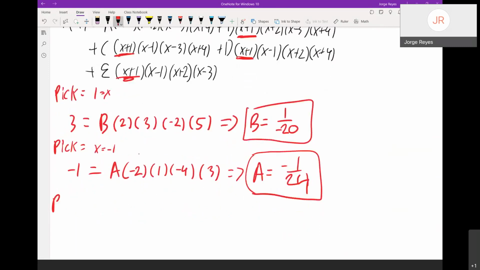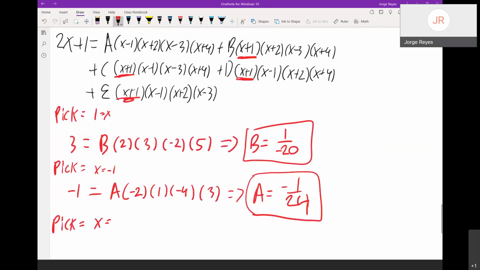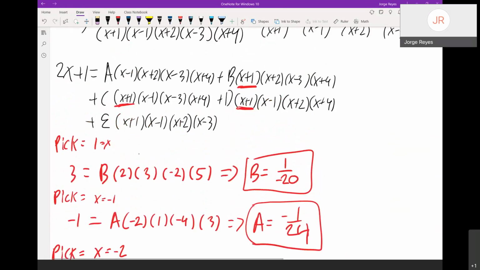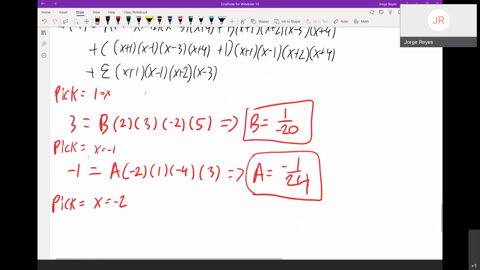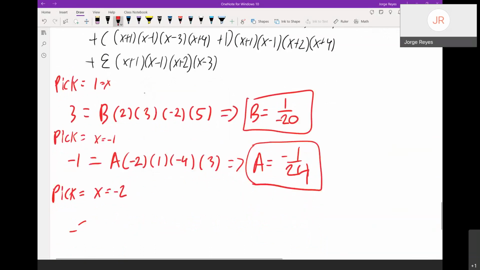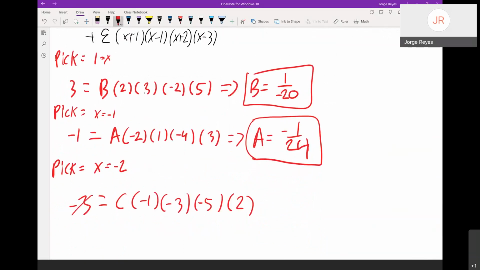Now I'm going to pick x equals -2, I guess. Then again, the only one that doesn't cancel is going to be the C, this one. So if I plug that in, it's going to give me -4, so that's going to be -3 equals C. This is going to be -1. This is going to be -3. This is going to be -5. This is going to be 2. So the -3's cancel. And C is 1/10.